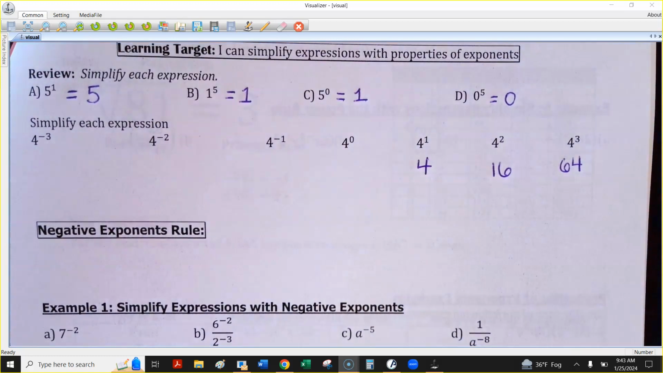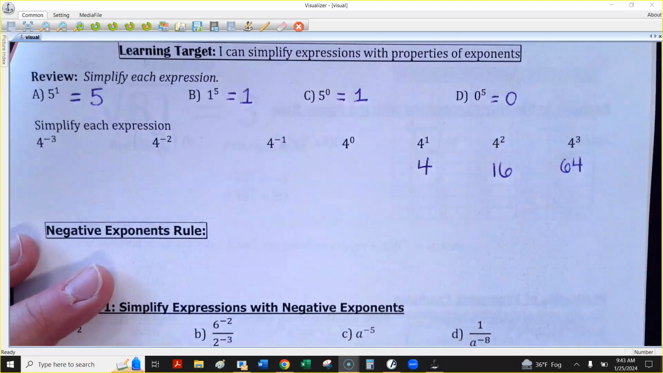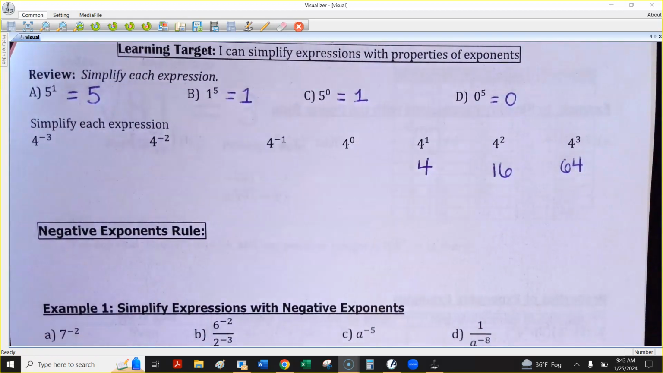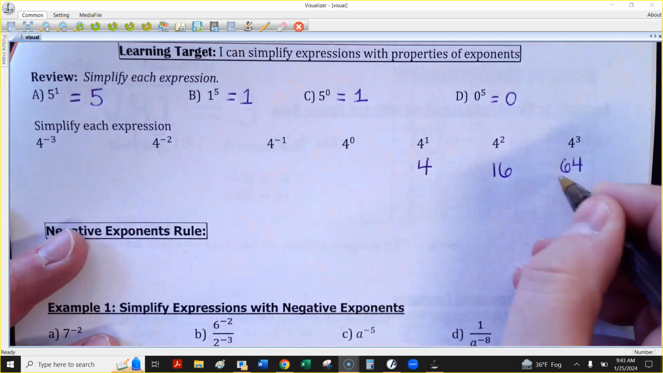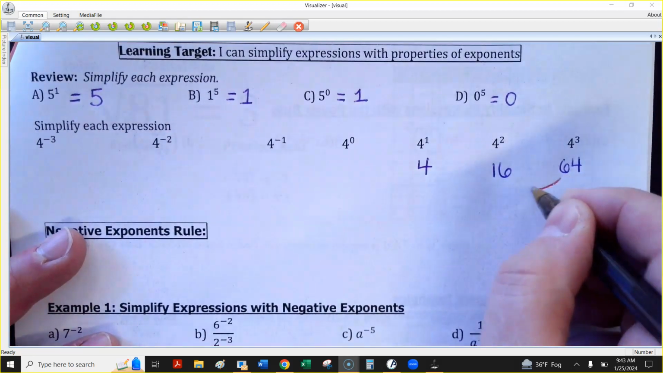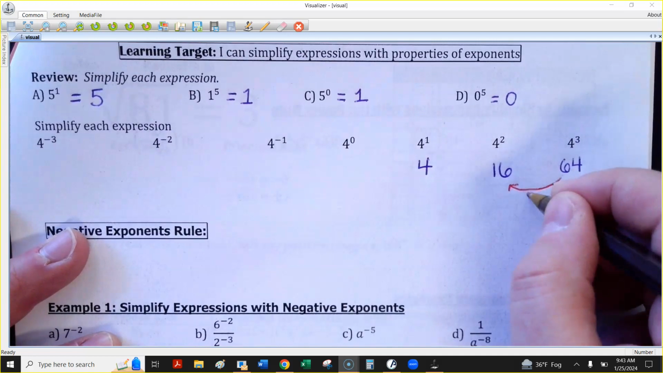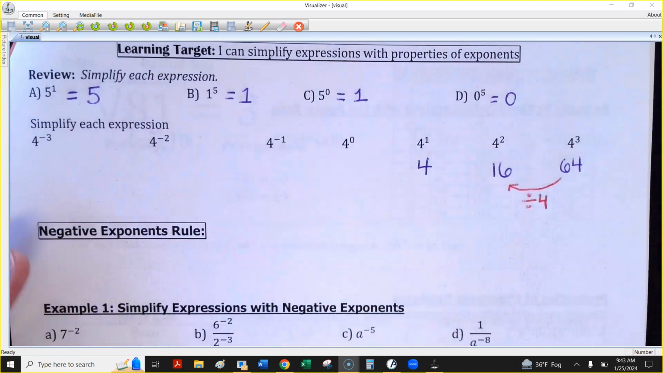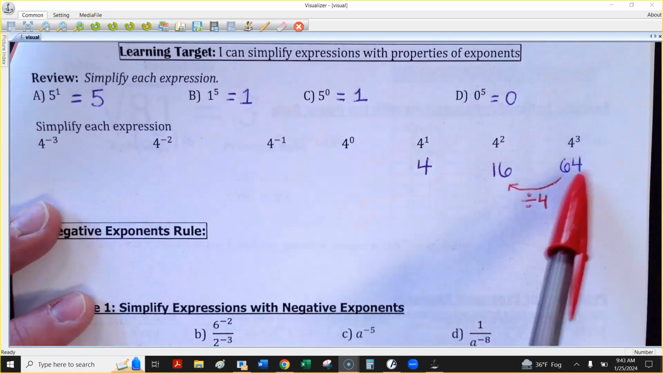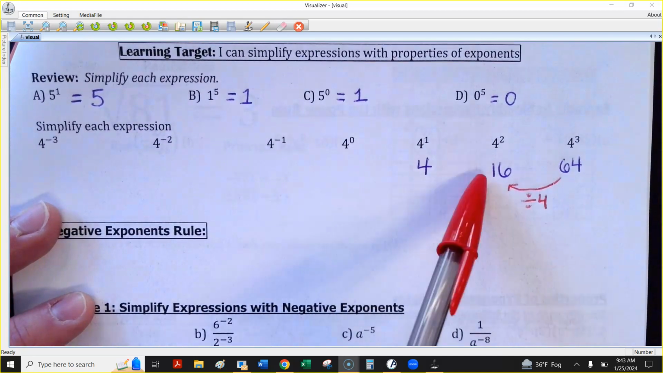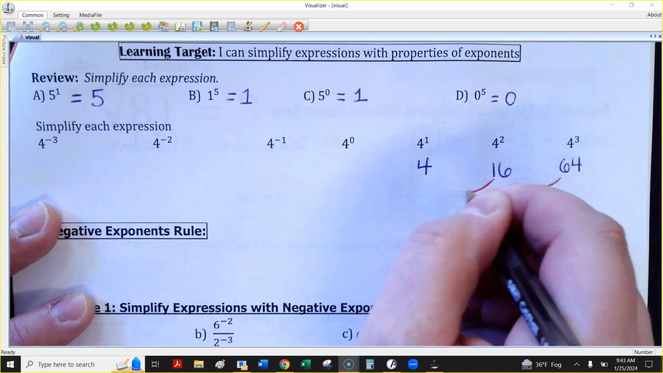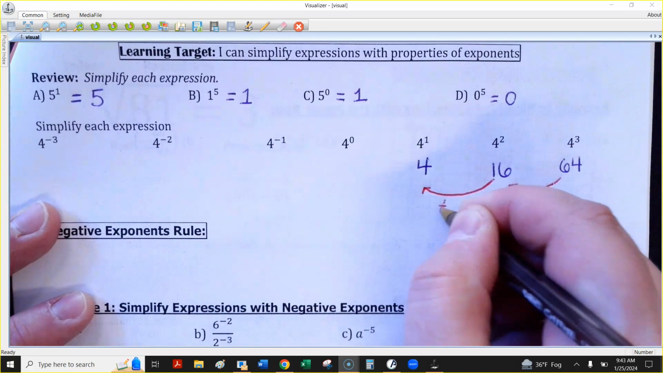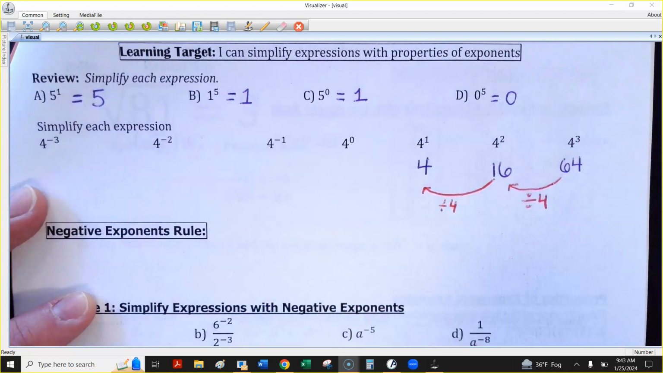Okay, now I just want to show you guys this really quick. You're basically adding a power of 4 each time you multiply across there. So if I were to go backwards here and remove a power of 4, it would be like dividing by 4. And this is true. If I take 64, divide by 4, that's 16. If you take 16, divide that by 4, that's 4. 4 divided by 4 is 1.